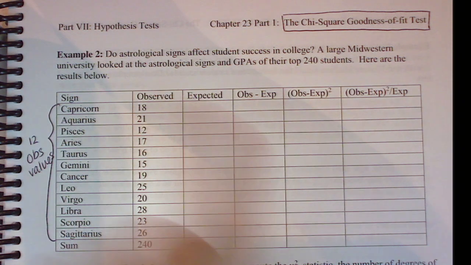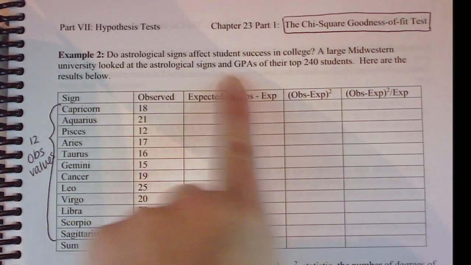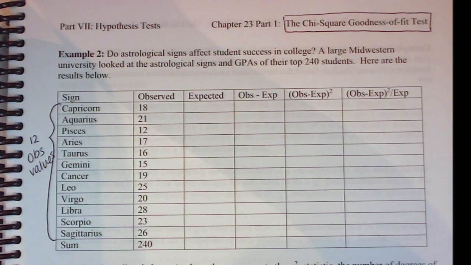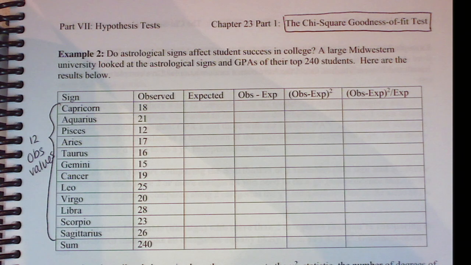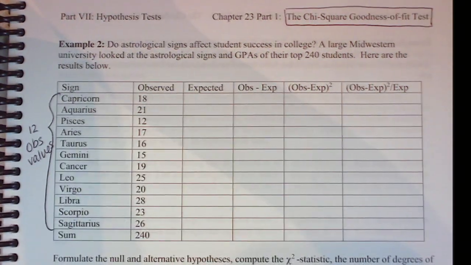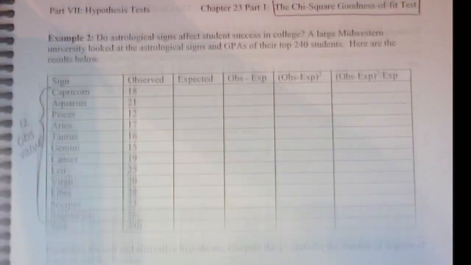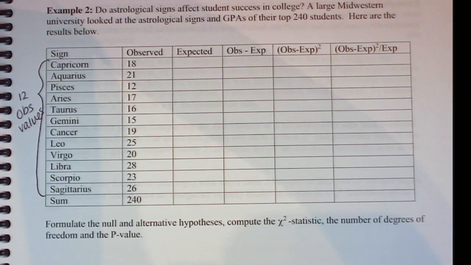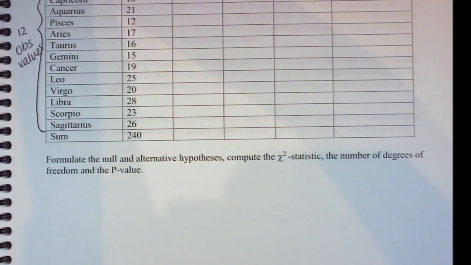So it says a large Midwestern university looked at the astrological signs and GPAs of their top 240 students. They wanted to see, like, were most of their smartest students in one specific sign, or was it an even distribution? So it says formulate your null and alternative hypothesis, find chi-squared, degrees of freedom, find the p-value. So let's do most of the steps, but let's do the first one, actually.